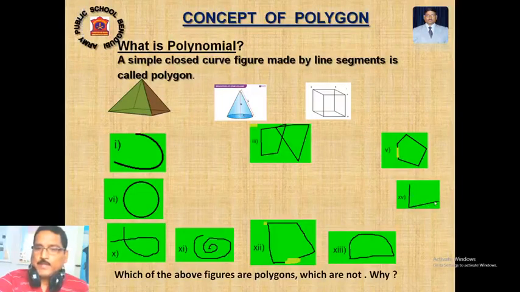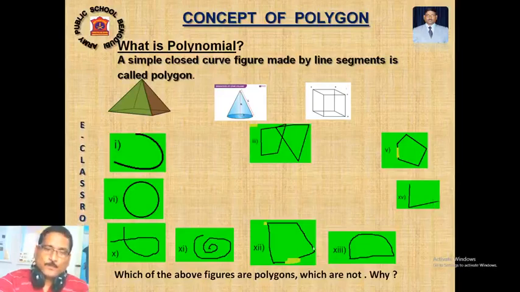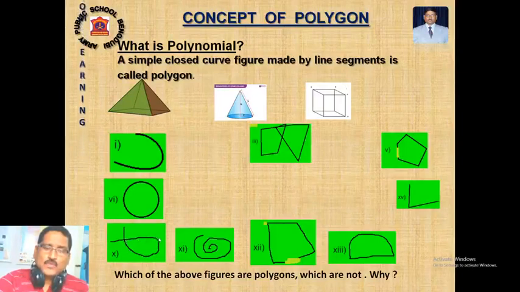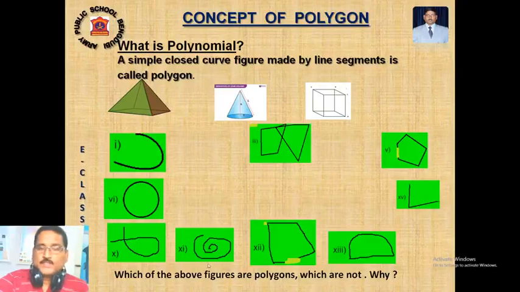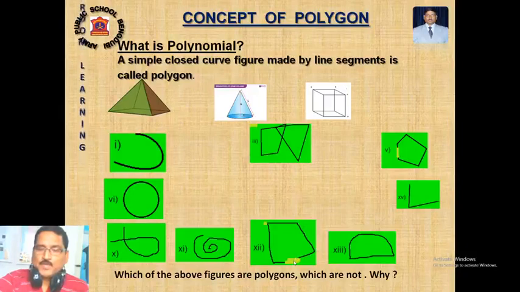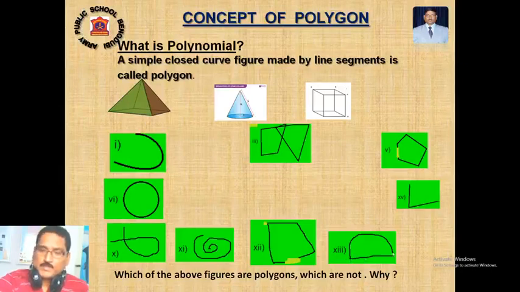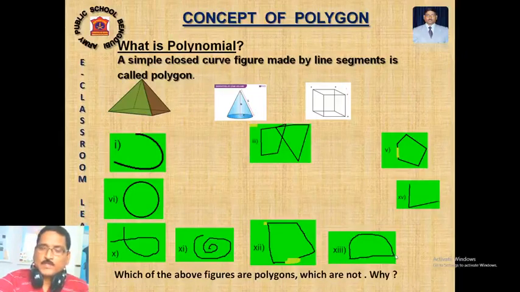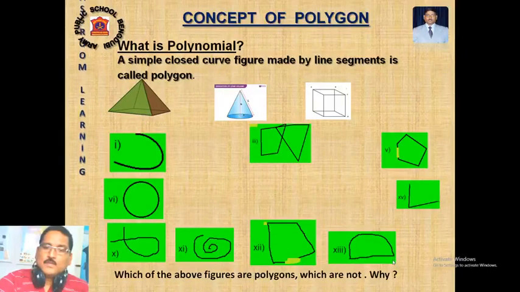This angle is made by line segments, but open. It is not closed. That's why an angle is not a polygon. This is not a simple curve, it is intersected somewhere and also not made by line segments. That's why this is not a polygon. This is a spiral, not made by line segments and also open. That's why it is not a polygon. This shape is made by line segments but open. That's why it is not a polygon. This is a semicircle. The diameter is a line segment, but there is a curved part on this. It is not made by line segments. That's why a semicircle is not a polygon.